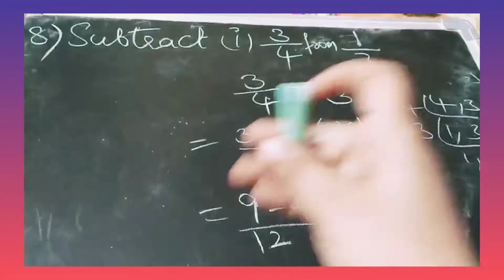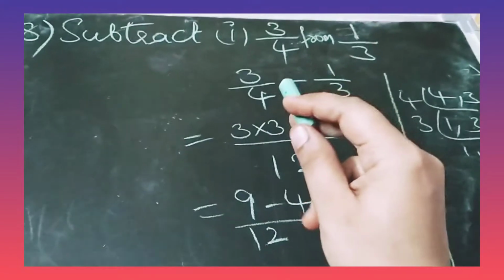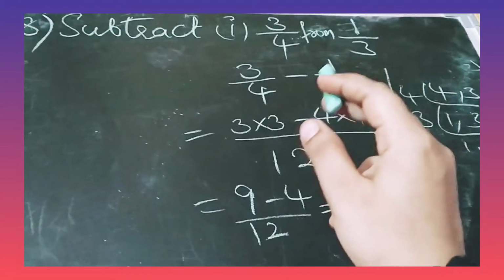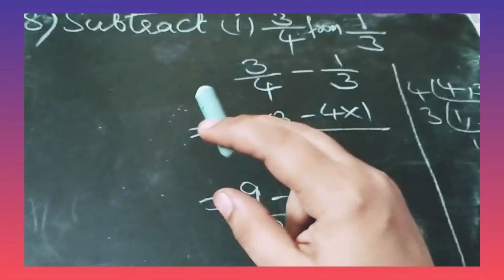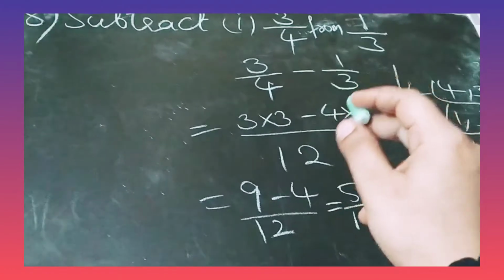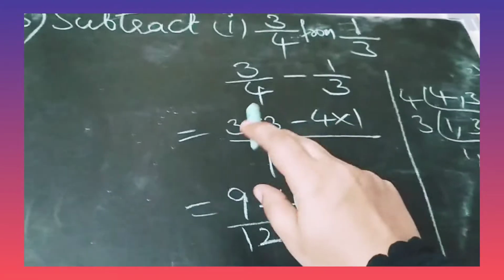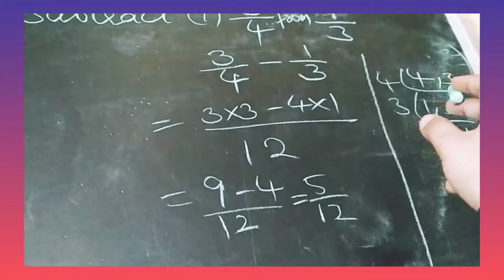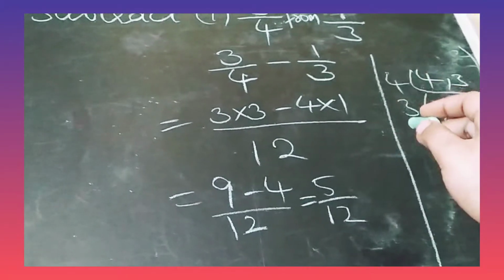Okay. 8th sum, subtract. The first part is 3 by 4 from 1 by 3. We have to subtract 3 by 4 from 1 by 3. So, 3 by 4 minus 1 by 3. Now again we'll take the LCM of 4 and 3. What is the LCM of 4 and 3? It is 4 3s are 12.